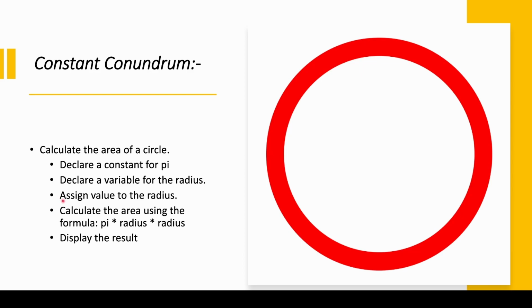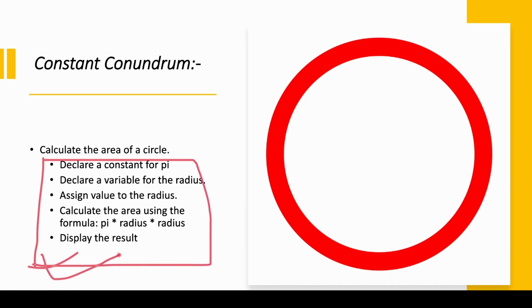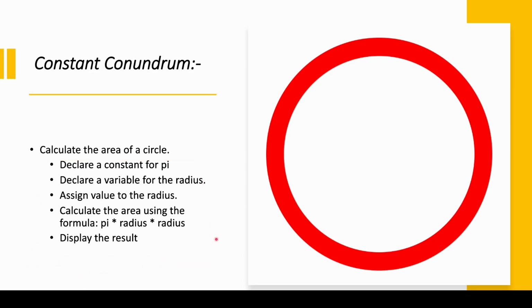And the third task is to assign a value to the radius through input, by using the keyword cin, known as console input. Your fourth task is to calculate the area using the formula pi r square, as I already demonstrated. Your last task is to display the result. You have all this set of tasks to do. I know it's a basic problem, and I guess almost everyone can solve this.